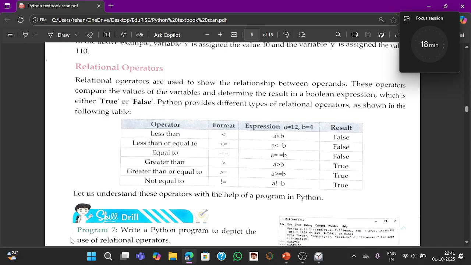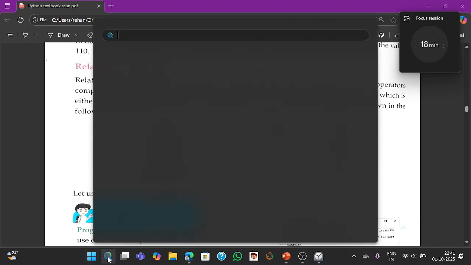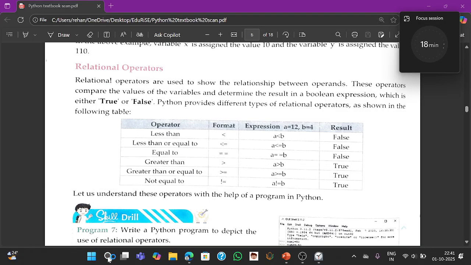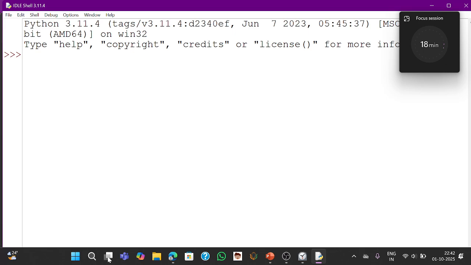So we are directly jumping into the IDLE tool. Quickly, we will learn about relational operator practically. So this is the IDLE tool. Those who have not downloaded it, please download it from Google. I'm using the 3.11 version right now. As I'm going with relational operator, statement by statement, we can execute it. So I'm using the same window.